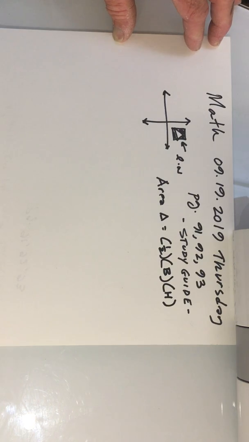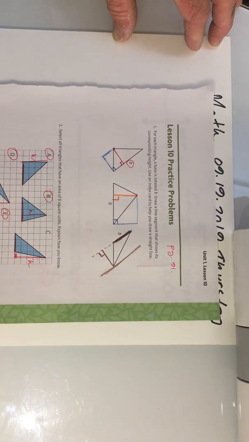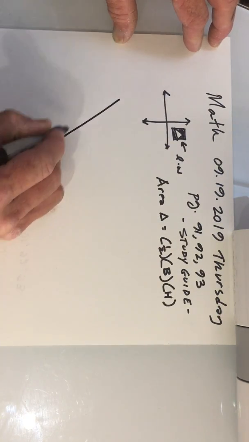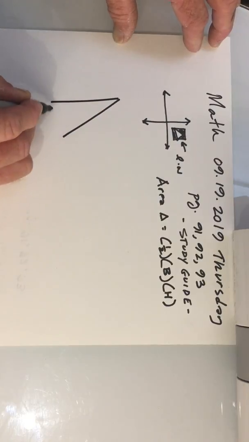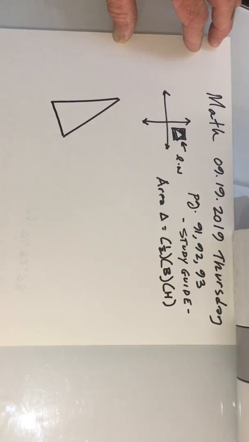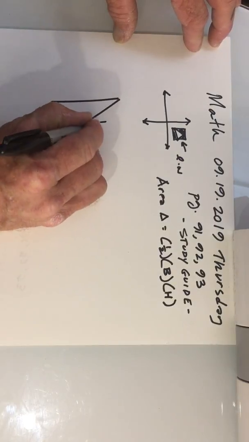So our lesson 10 practice problems last night look something like this. We had the first one talking about each triangle, and if the base is labeled B, draw a line segment that shows its corresponding height. And if you look at the corresponding heights, one of the questions, for example, had a triangle something like this, and they labeled this side B.